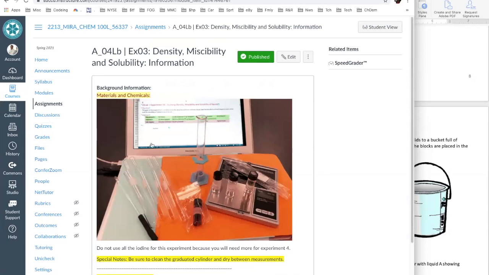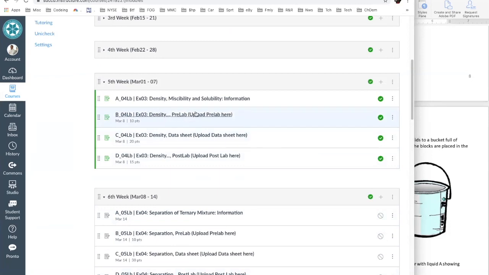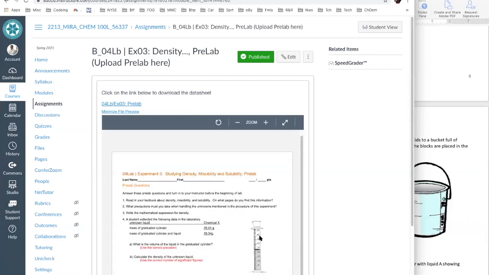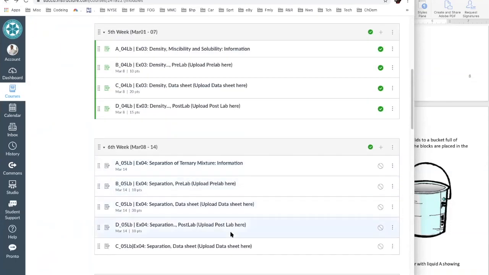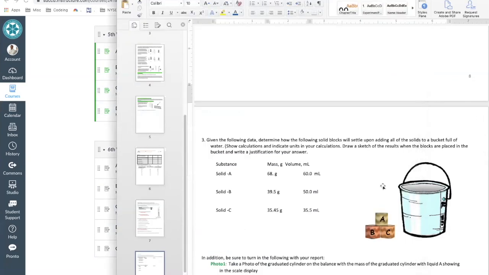Remember that when you guys go to Canvas and you click on modules, you want to upload your PreLab in this section. Okay, this is what it looks like. You're answering these questions. These are different sections. That way, when I grade them, I'm consistent and I'm not jumping all over the place. And then this would be your data observations as well as your photo. And then this would be the post lab. So this is the experiment itself.